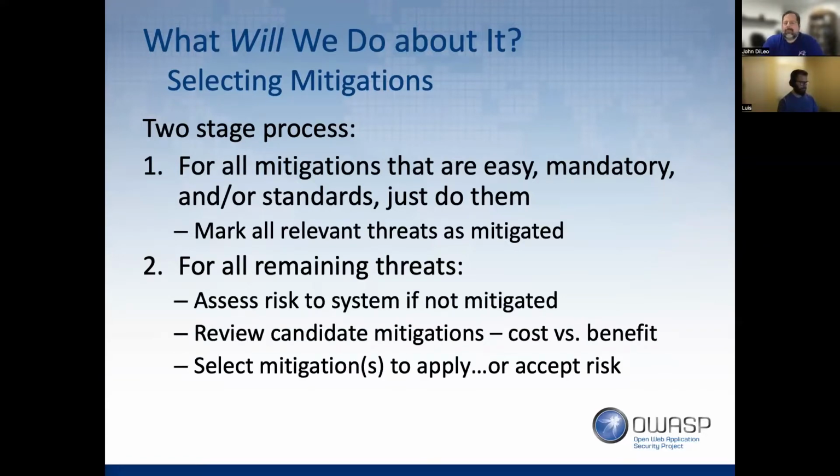For the remaining threats, then we can start talking about risks. What's the risk if we don't? Is that an acceptable level? No. Okay. Now let's look at the mitigations we identified. Look at their costs, look at their benefits. For how much money or how much developer time invested will we reduce the risk by how much? Then based on that, select the mitigations to apply, or possibly say, these are all too costly. We're going to go ahead and accept the risk. And if the business owner is okay with that, document it and move on.